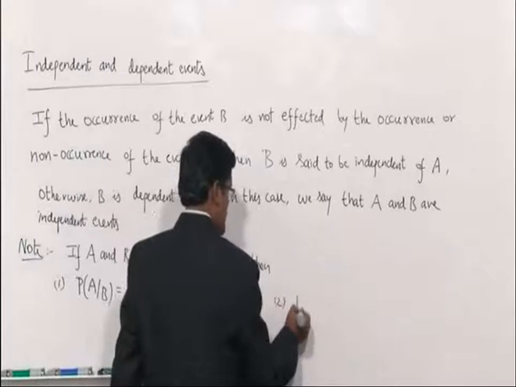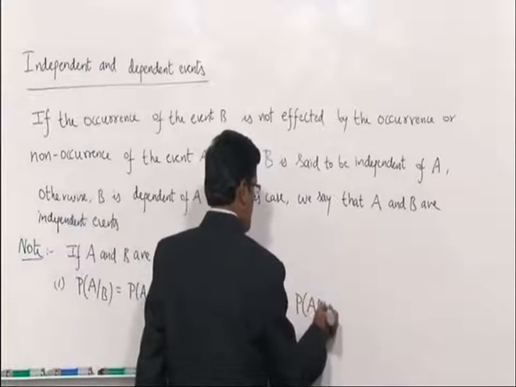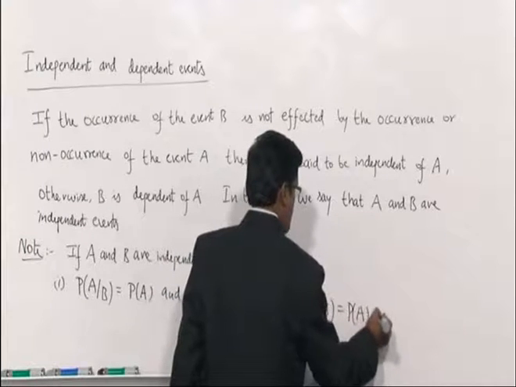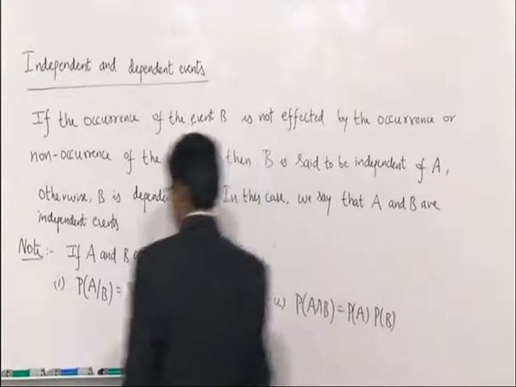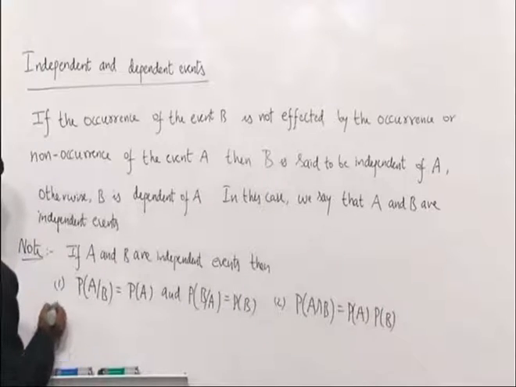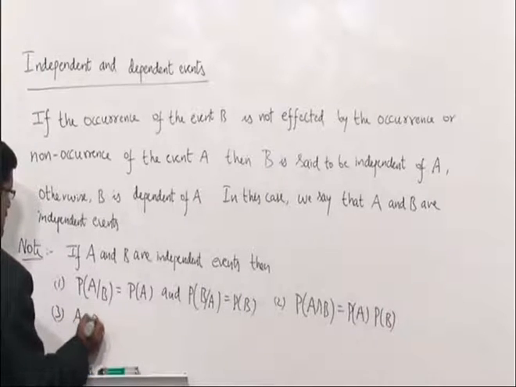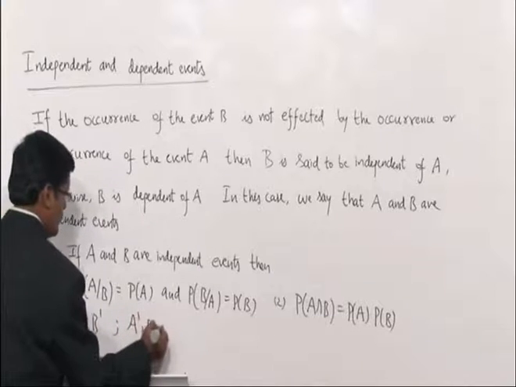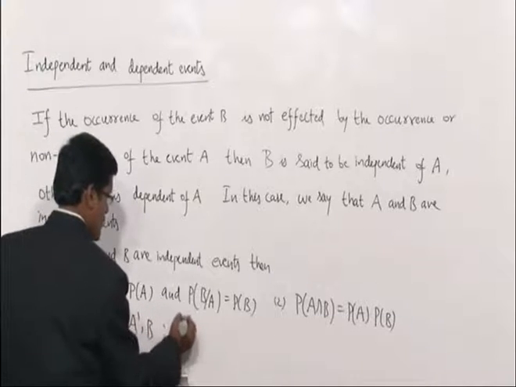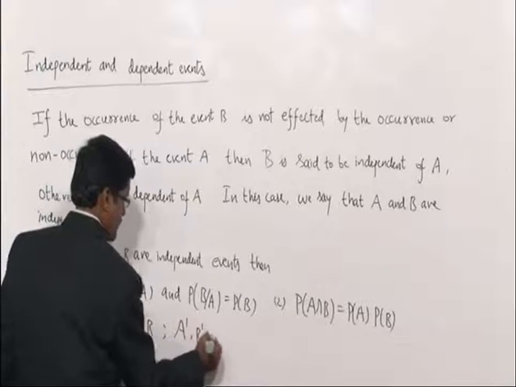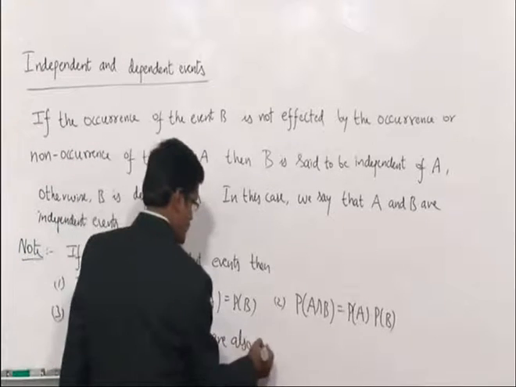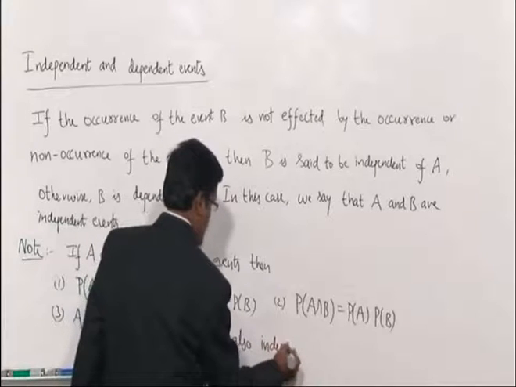Second result, this is very important: probability of A intersection B is equal to probability of A into probability of B. Third result: A comma B dash, A dash comma B, A dash comma B dash are also independent.